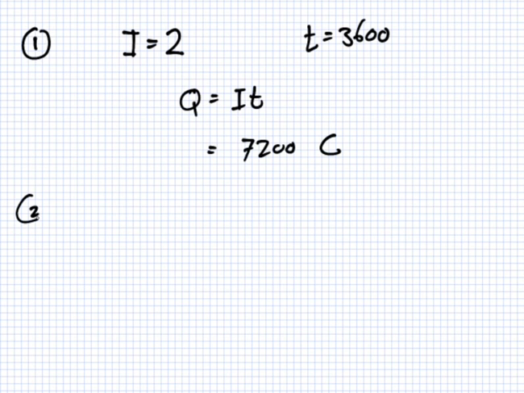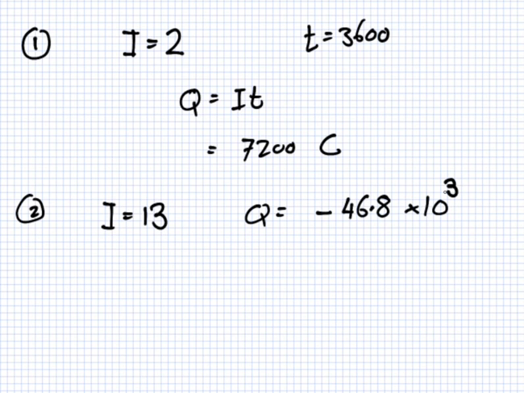Okay, so let's have a look at the questions. In the first question I said a 2 amp light bulb is left on for 1 hour. I should say how much charge is passed through the light bulb. So you have Q equals IT, so that's 7,200 coulombs.